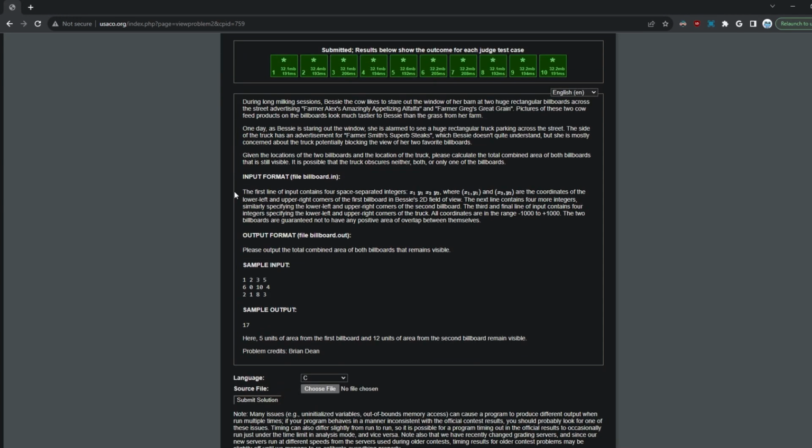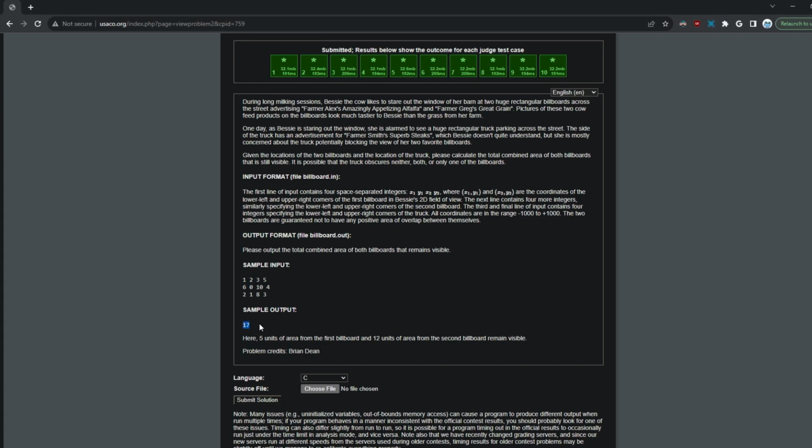So our input comes in this format, which is x1, y1, and x2, y2. So in this format, x1, y1 is the lower left-hand coordinates of a rectangle, and x2, y2 is the upper right-hand coordinates of the rectangle. So all these billboards and the truck are given as rectangles. This is billboard A, this is billboard B, and then finally this is the truck. So they're all in the x1, y1, x2, y2 format, right? And we get a visible area of 17.